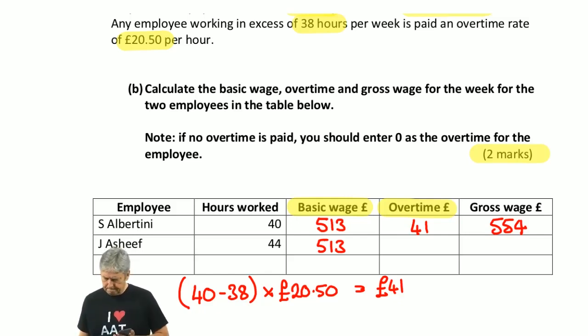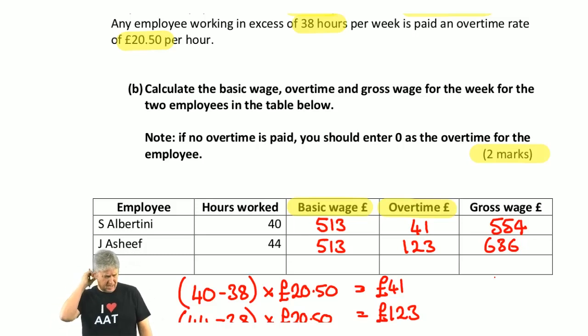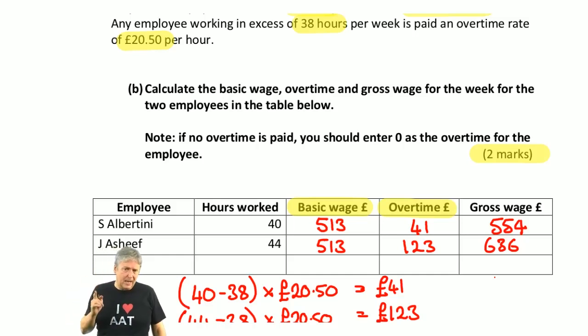Good. And when we look at J. Ashif, we've got 44 hours minus the 38 multiplied by 20.5. And I think that comes to 123, doesn't it? So we end up with £636. So, not much this week. A relatively small requirement, only 8 marks.